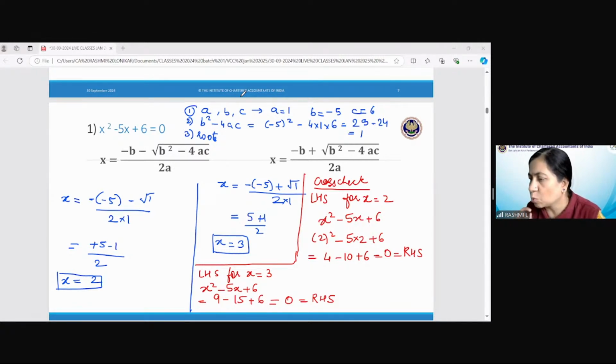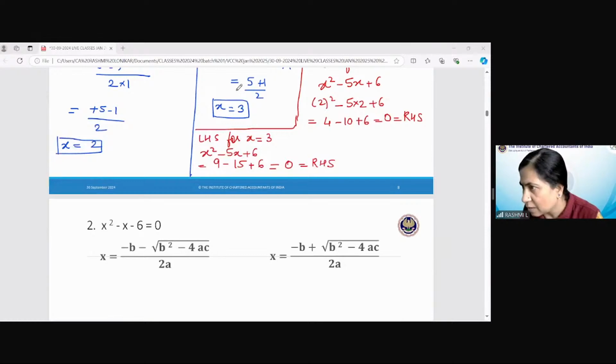Yes Satyam, you have to find it 2 times because there are 2 roots for a quadratic. Whatever question you have, put it in the chat box.